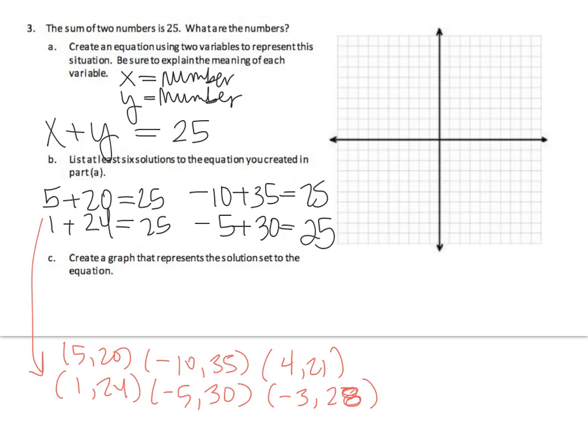I'm going to make my hash marks go by 5s again. So I have over 5, up 5, 10, 15, 20. Over 1, up 24. That's pretty close. Negative 10, 35. Pretty close. Negative 5, 30. 4, 21.